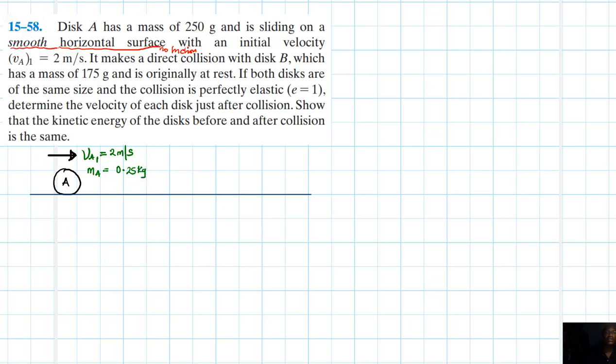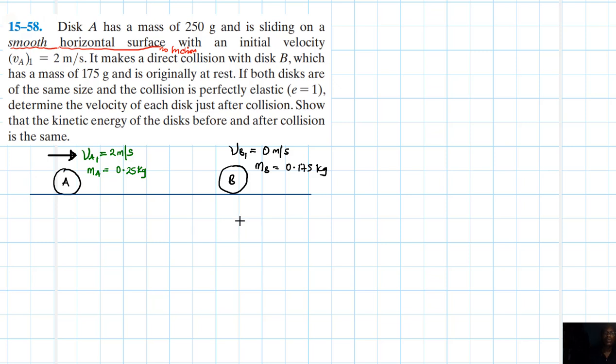Let's say we do have another disk, disk B, and we've been told it is at rest, so we can just say our VB1 is equal to 0 meters per second, and our MB is equal to 175 grams. Convert it to kgs, just 0.175 kg.